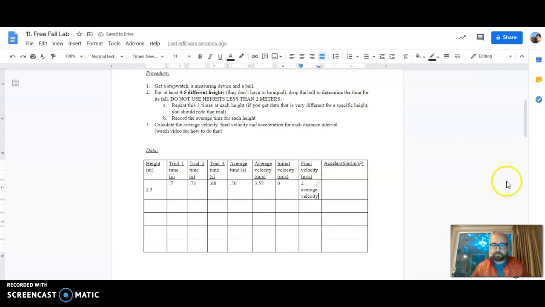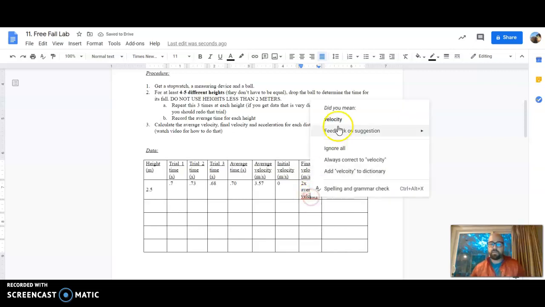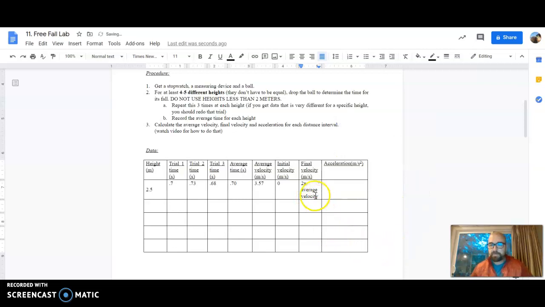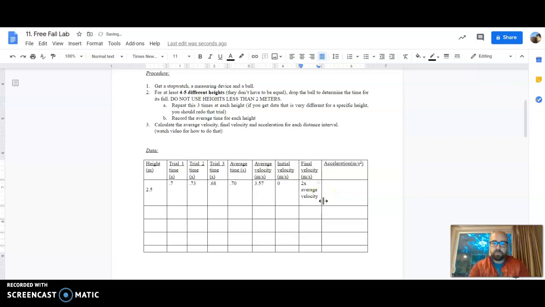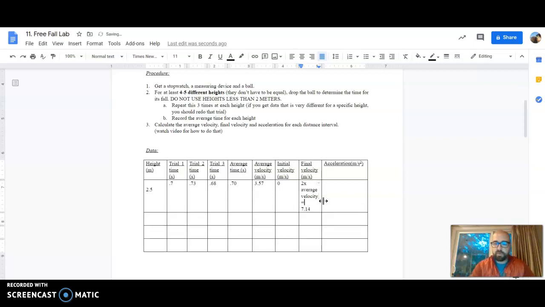velocity. Did that come up with that X? You can't see that, huh? So it's 2 times the average velocity. So in this case, I take 3.57 times 2, which gives me a value of 7.14. So that's what I would report in here.